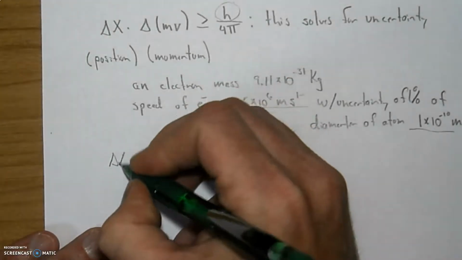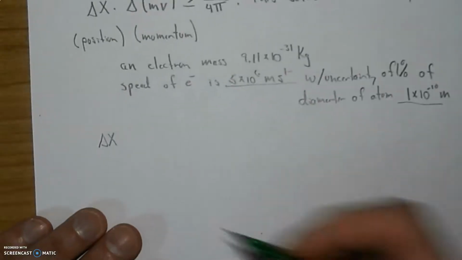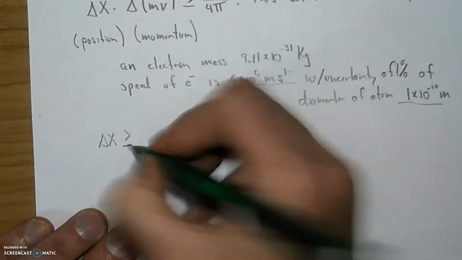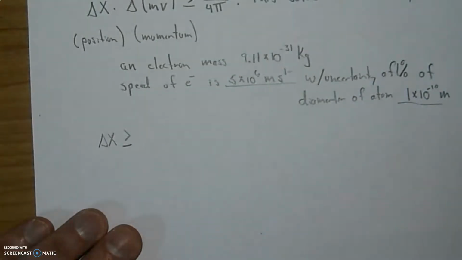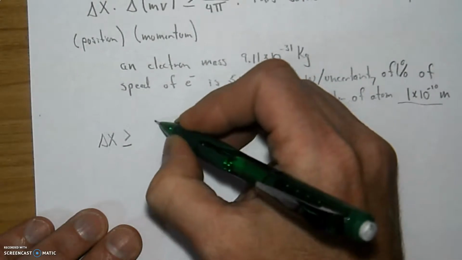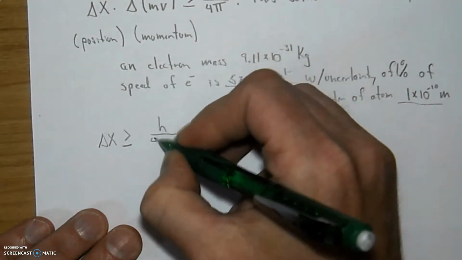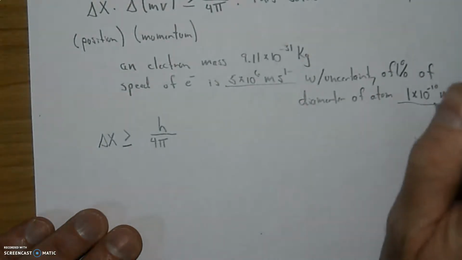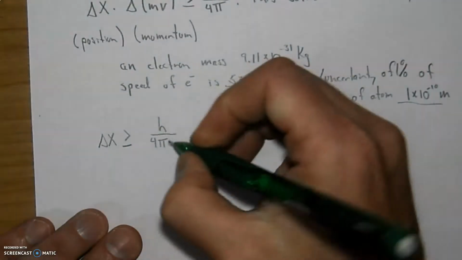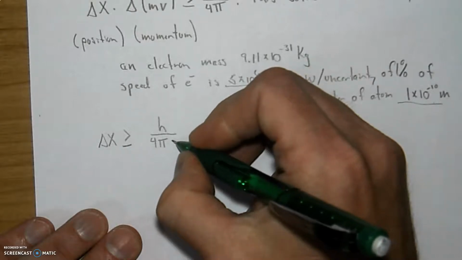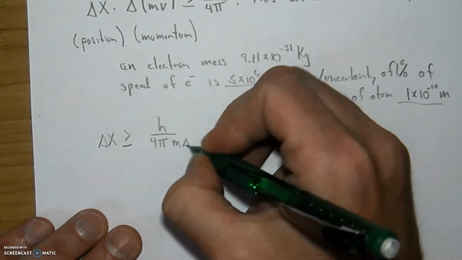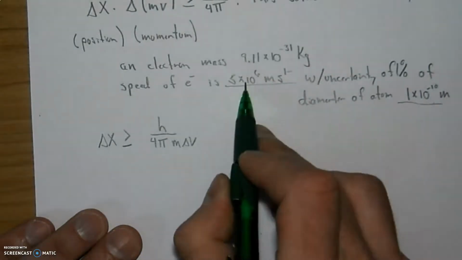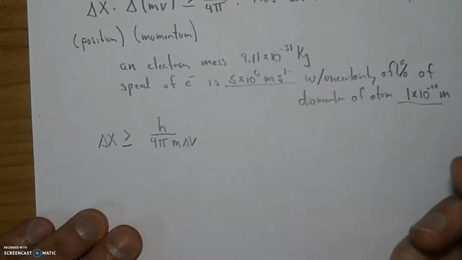We're going to say delta x is greater than or equal to h over 4 pi, so we're just isolating the variable, its position, and then again we're bringing over m delta v, the velocity, based on our change in velocity, which we have right here. All right, here we go.